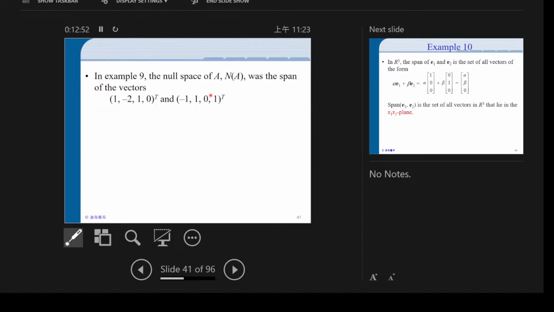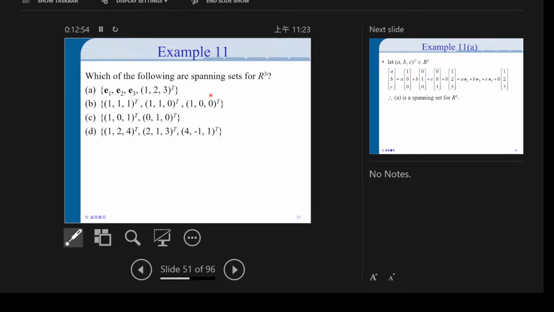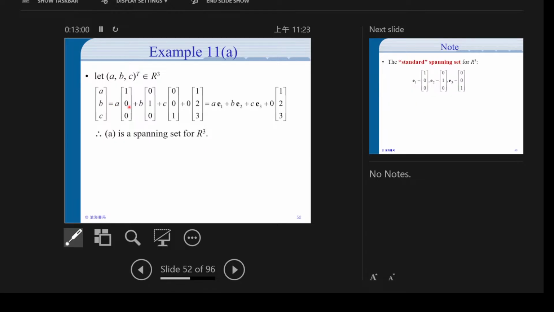No, too little here. Here, yeah. So we see in our first example A here, we only need A1, E1, E2, E3 to span our whole R3. And yeah, so this 1, 2, 3 here is redundant. Even if we don't have this 1, 2, 3, we still span the whole R3.